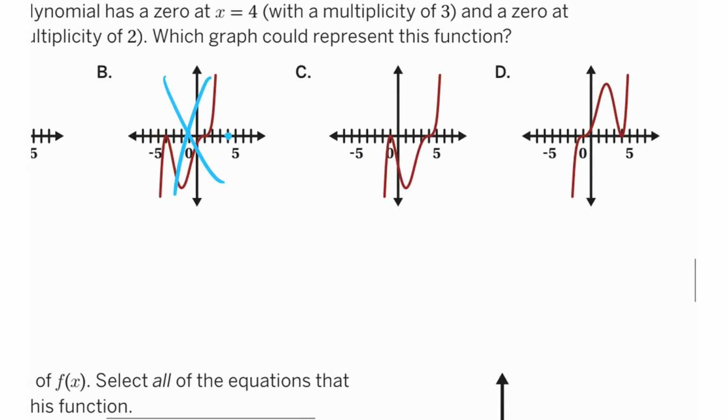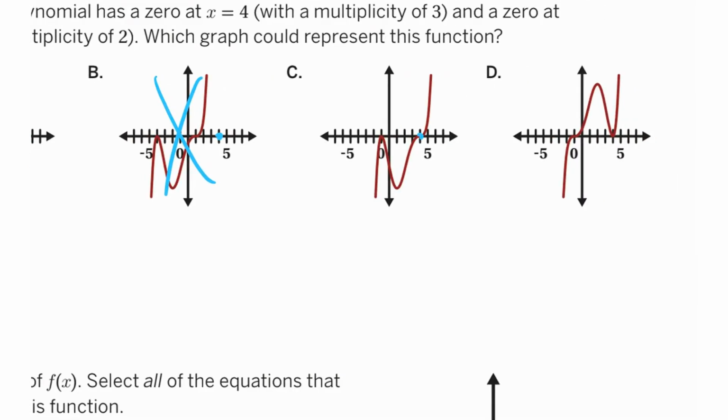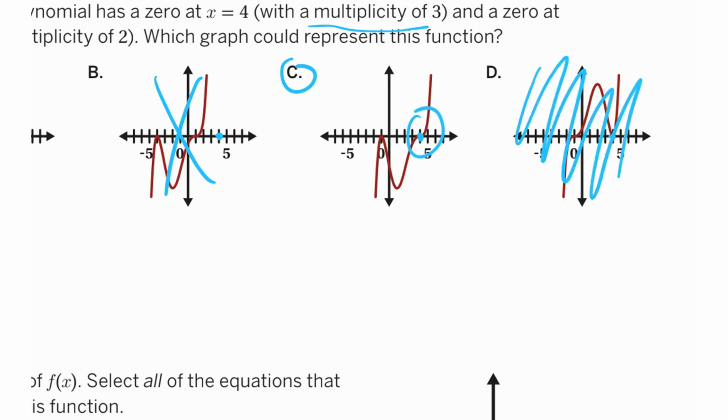The last two here both have zeros. The first one here looks like it's going through. The second one looks like it's bouncing off. So even without looking at the other one, I know my answer has to be C here, because since it's a multiplicity of 3 at the x value of 4, it should be looking like a cubic function, which, yes, it looks like that for C, not so much for D.